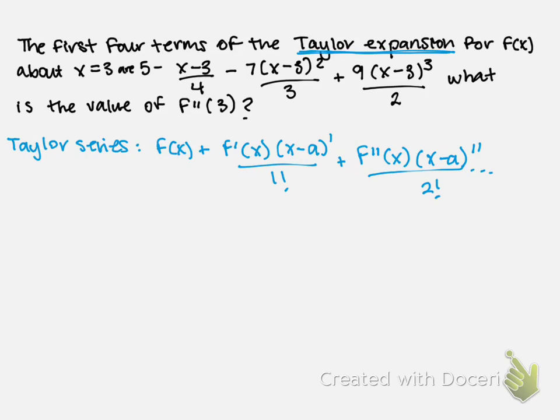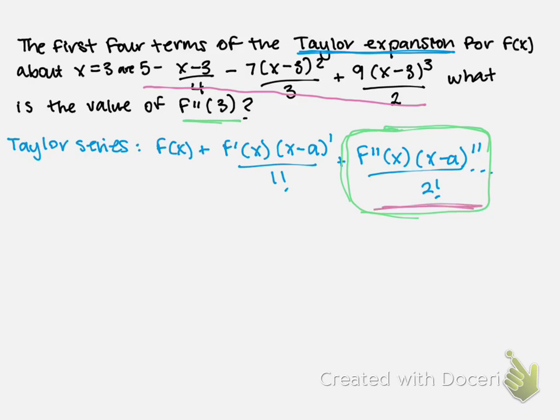We only have to go to the second derivative because it's asking for f double prime of 3. So we're going to focus on this equation right here, plus what we are given. And we know that because we are given this right here, we're going to be using it. So we first have to look at the similarities between this and what we are given.